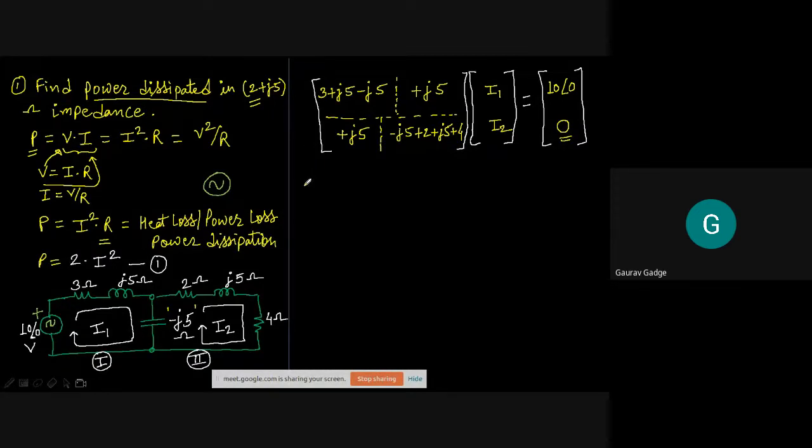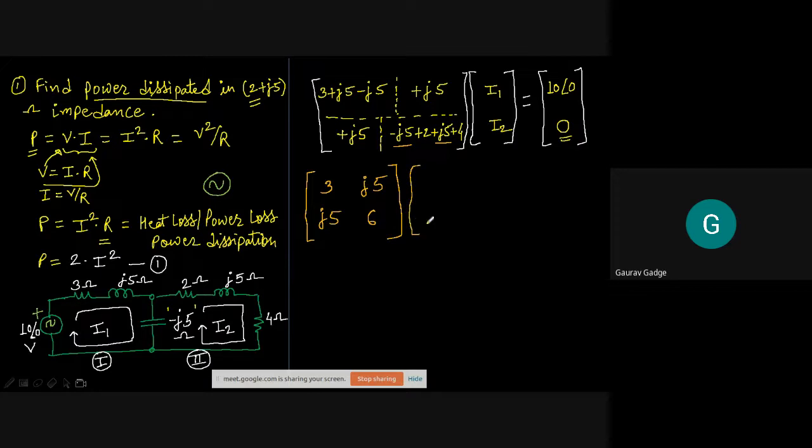So I just copy down again. अब यहाँ पर मेरा matrix कैसे रहेगा? So I get 3 plus J5 minus J5. I get only 3 plus J5. So plus लिखने की जरूरत नहीं. Again plus J5. ठीक है? Then minus J5 plus 2 plus J5. तो ये आपका minus J5 get cancelled. 2 plus 4 gives me 6. So this is my 2 by 2 matrix.